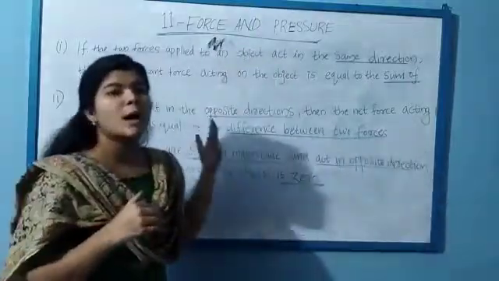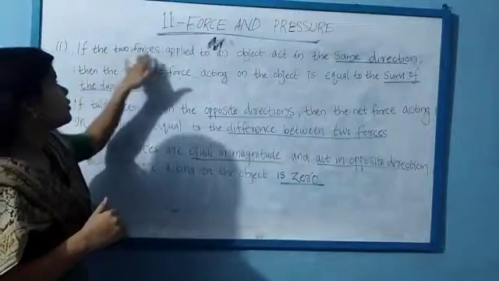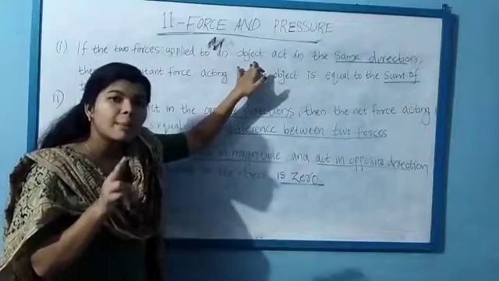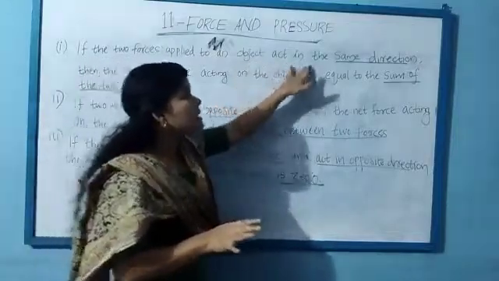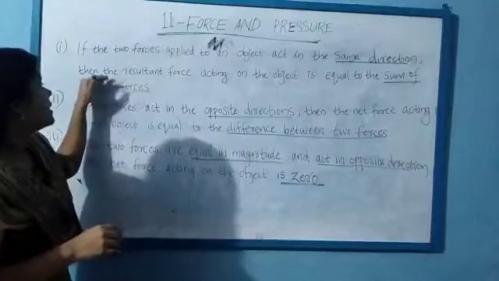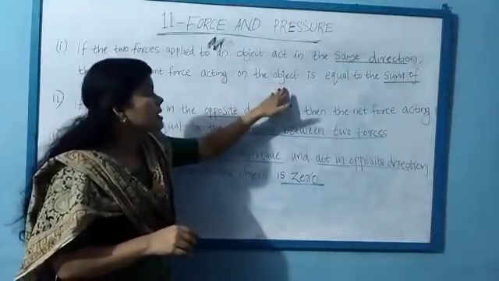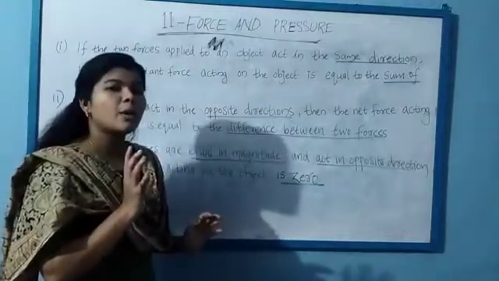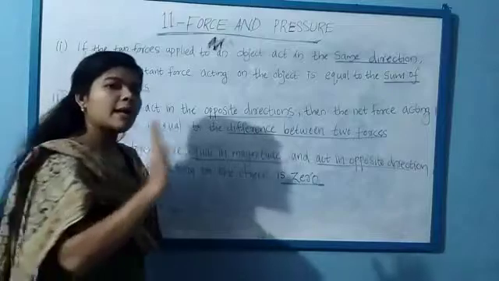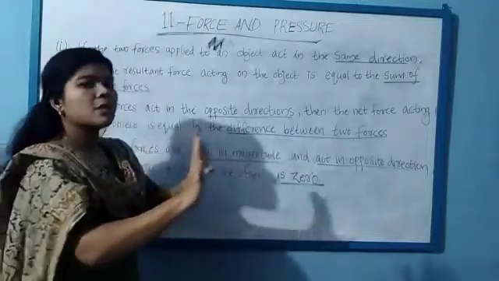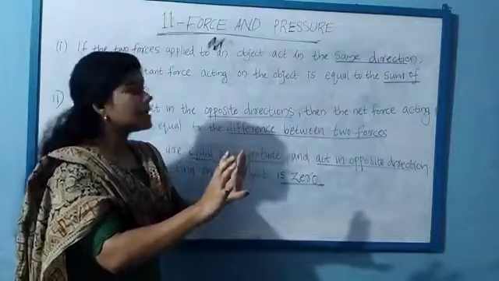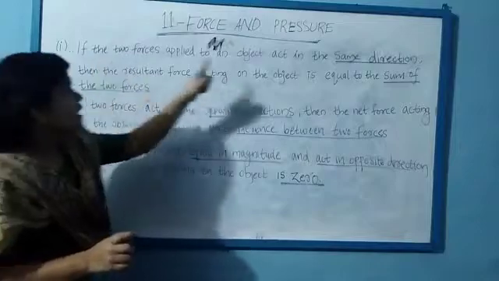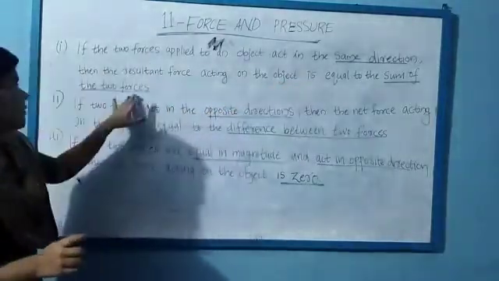These are the three cases of applying force. First one is if two forces are applied to an object. If these two forces are applied on the same object in the same direction, what will happen? The resultant force acting on the object is equal to the sum of the two forces. When you are applying a force and your friend is applying a force in the same direction, here the net force is equal to the sum of the two forces.